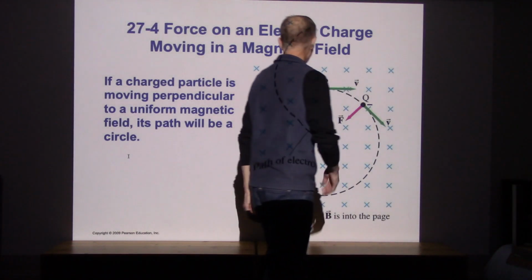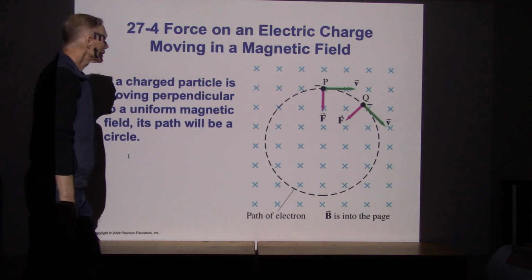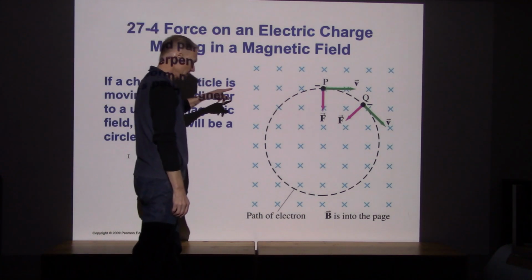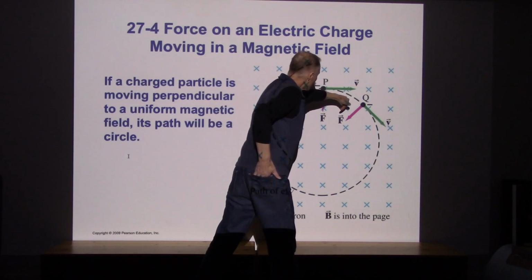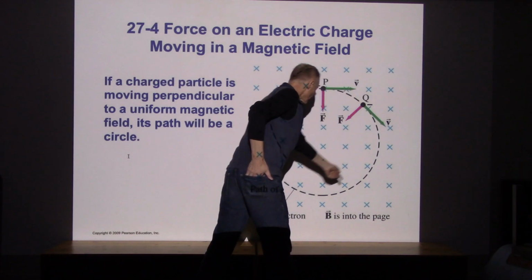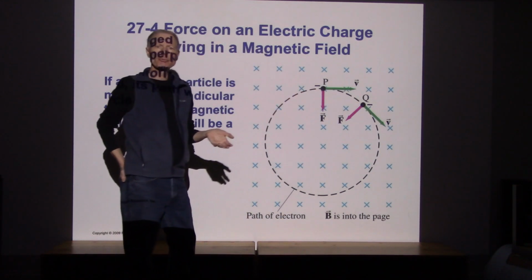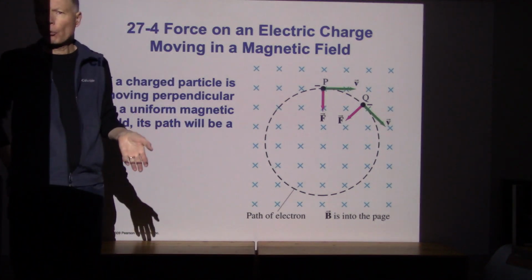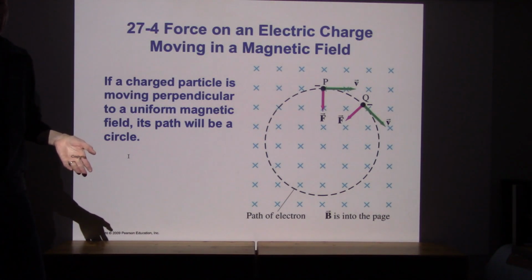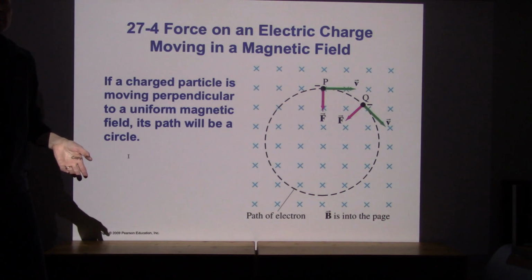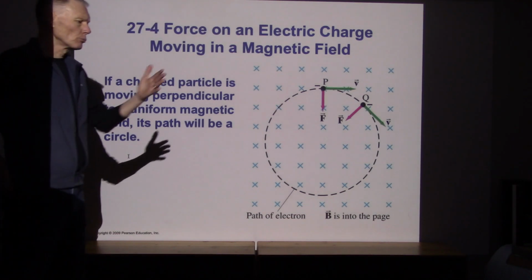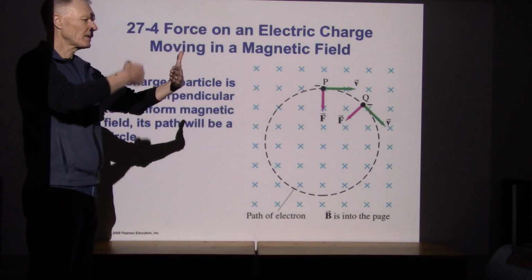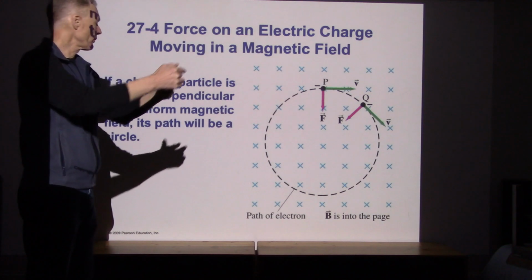Now, if we have a uniform magnetic field, let's say that we introduce a charge somehow into this magnetic field, since the force is always perpendicular to the velocity, that's going to create a curved path. If the field is uniform, then the force is a constant magnitude. It's changing direction, but it's a constant magnitude. And that means that we'll get circular motion.